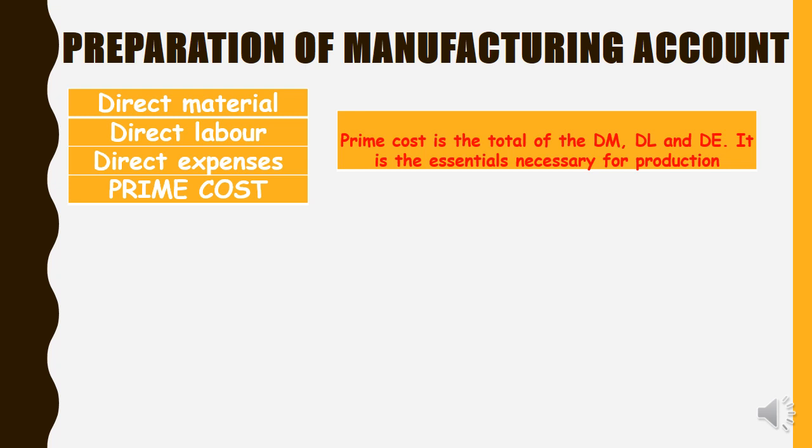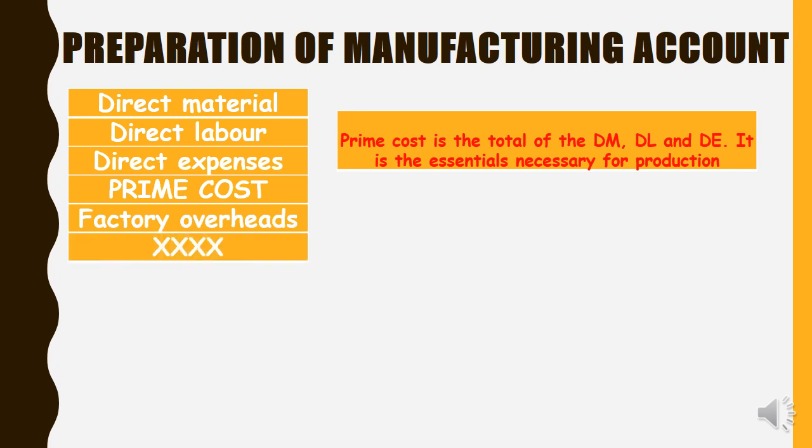In IGCSE questions, there are a few times they ask the meaning of prime cost. Whenever the question asks the meaning, you need to explain like this. After that we continue with our format of the account. The prime cost needs to be added with factory overhead, then you will get an answer. If there is no work in progress, this is your manufacturing cost. But most of the questions will have work in progress.